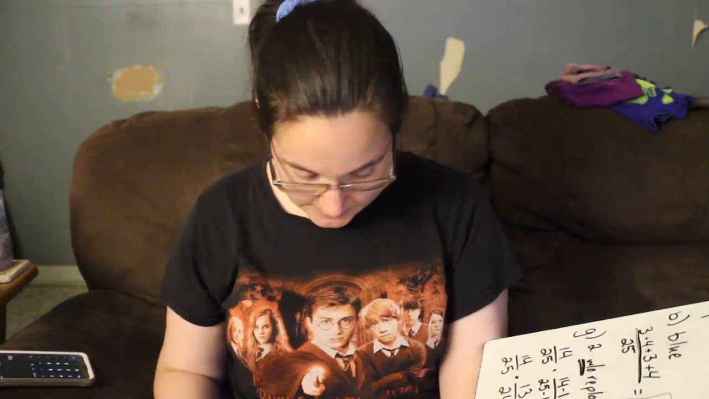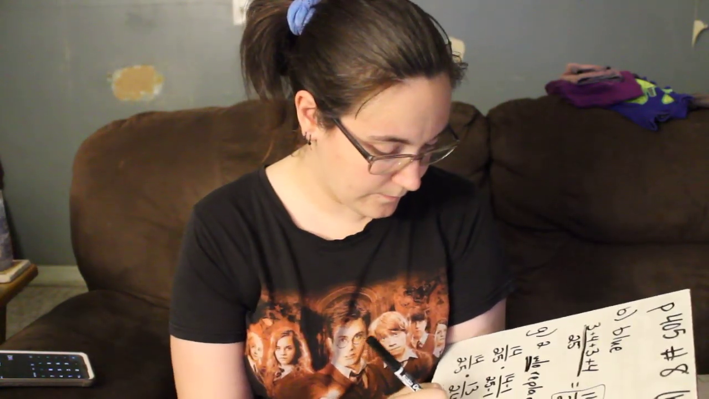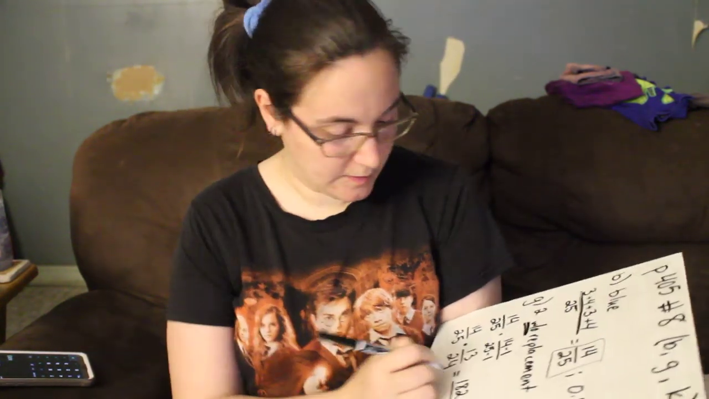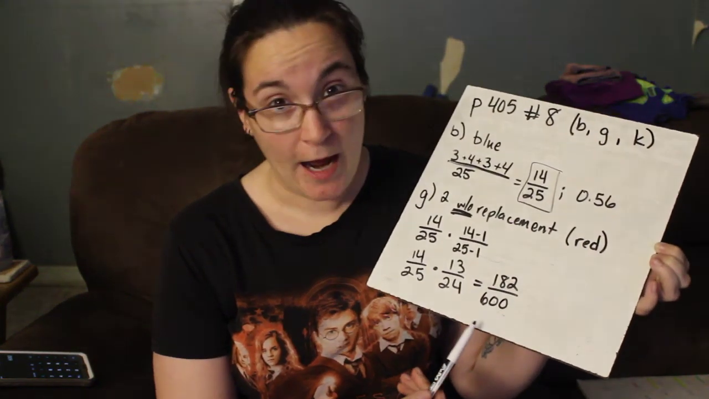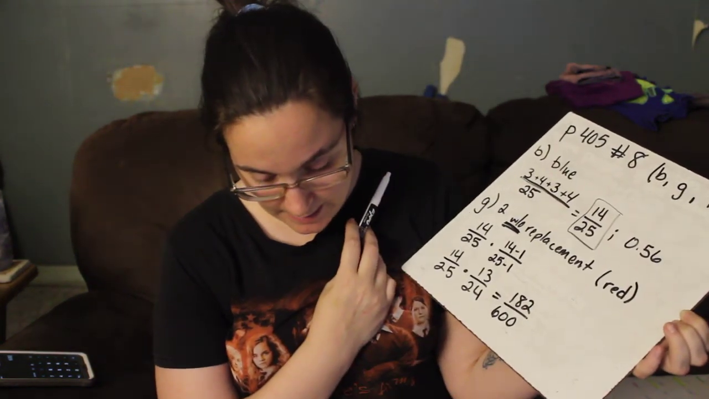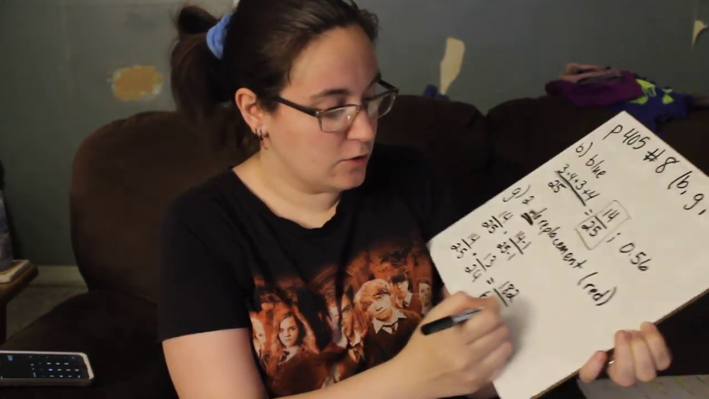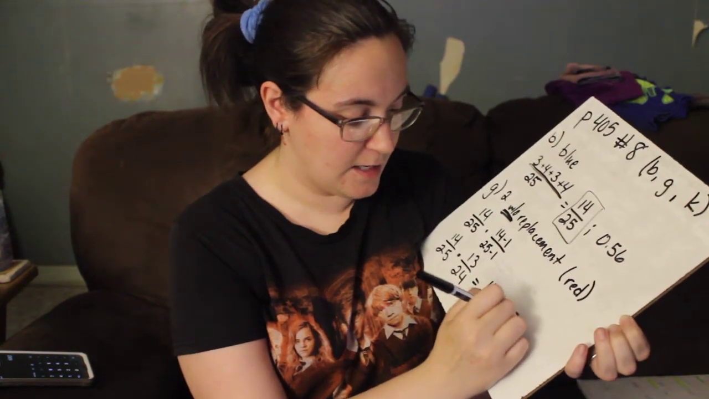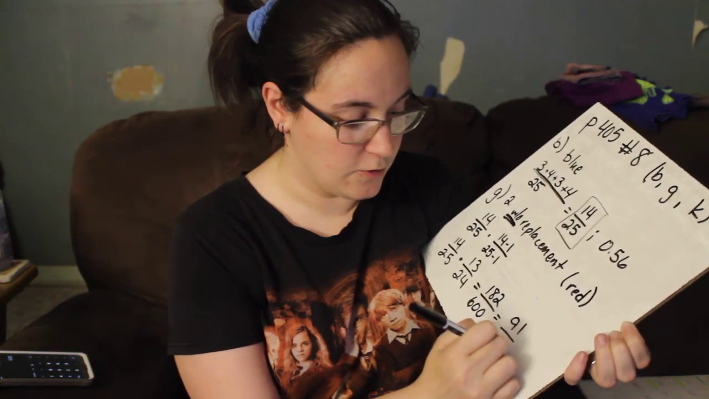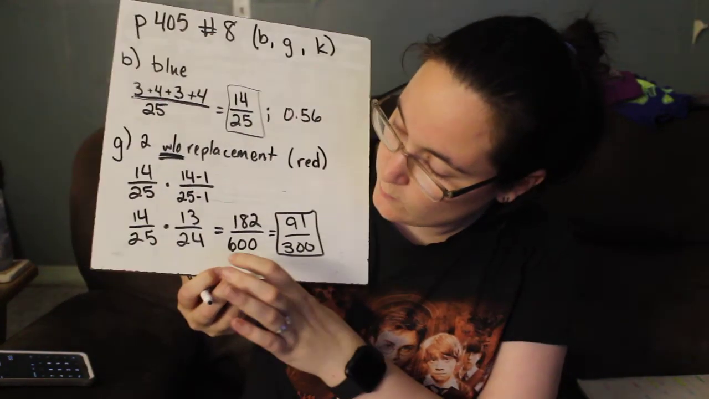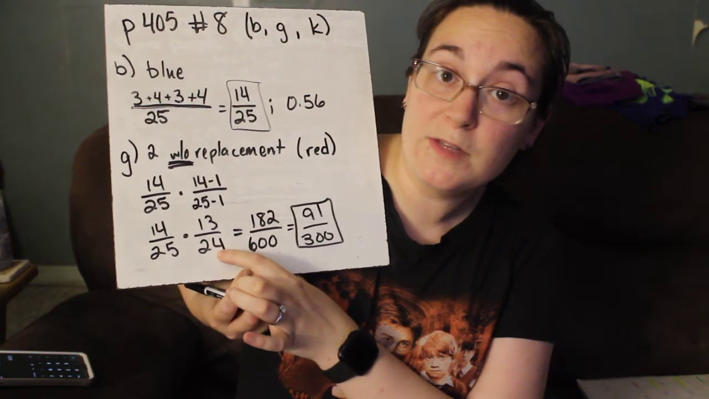Okay? 14 times 13 is going to give me 182. And then I've got 25 times 24, which gives me 600. That is my fraction. However, I'm going to simplify this down a little bit, okay? So I'm going to divide this by 2, and I'm going to divide this by 2. I'm going to end up with 91 over 300. See how I did that? All I did was made sure to take away one of this, okay?